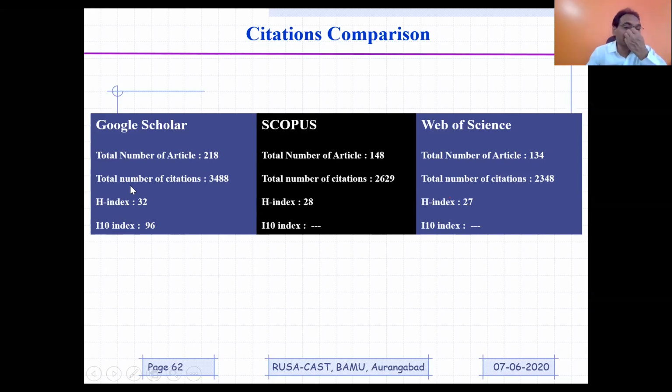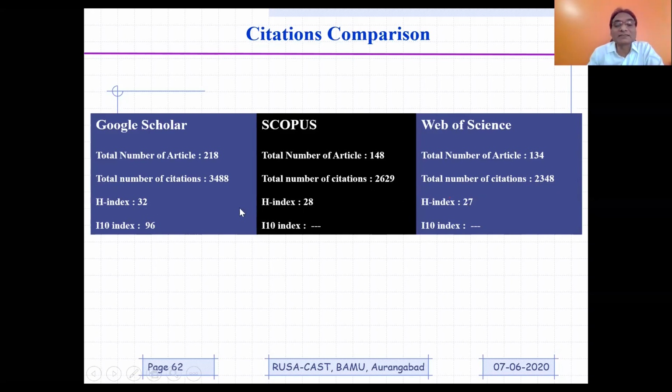Similarly, if you look at the number of citations, I have 3,488 Google Scholar citations. Citations mean that that many people have referred to my publications. In Scopus it is 2,629. Why is the number more in Google Scholar? Because it has some non-indexed journals as well, whereas Scopus has only indexed journals. Web of Science has still less, because Web of Science supports only indexed journals, whereas Scopus supports indexed journals as well as indexed conference proceedings.